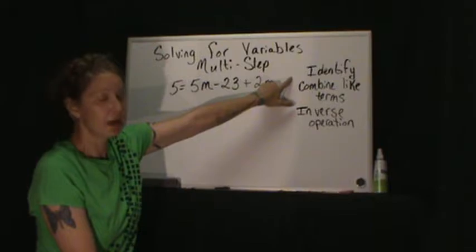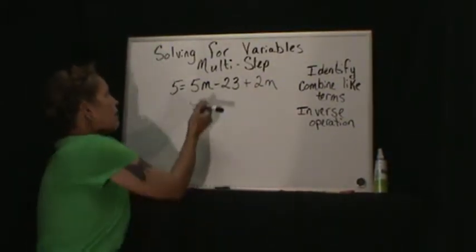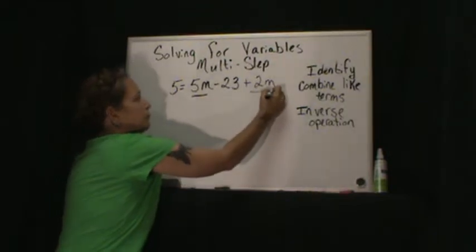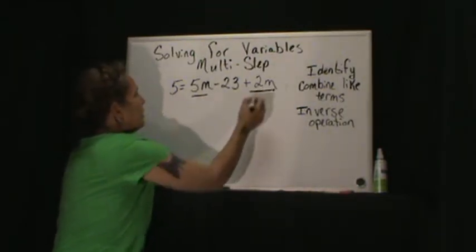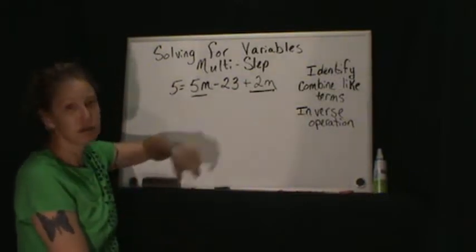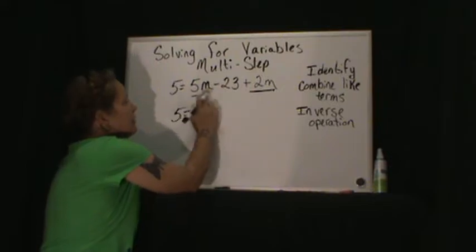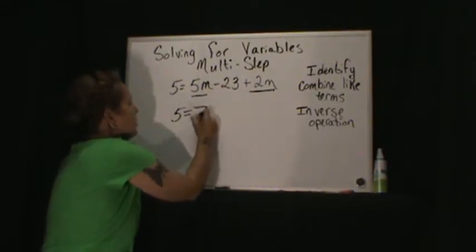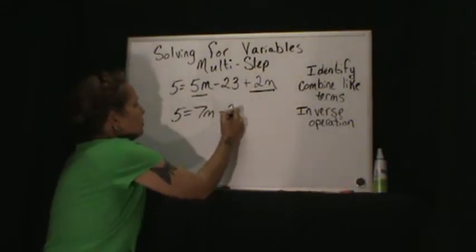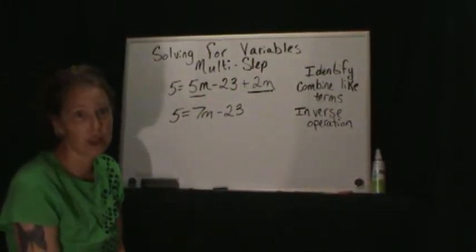So since we identified our variable, let's find our like terms and combine them. In this case we have two m's, a 5m and a 2m. So we're going to combine them. They're both positive, so we're going to add. So 5m's plus 2m's is 7m's. And that's all the like terms we have in this equation.